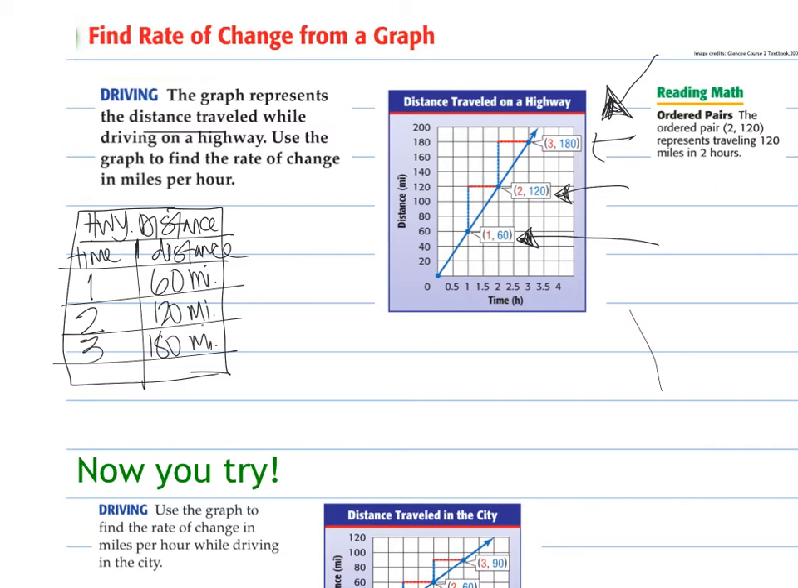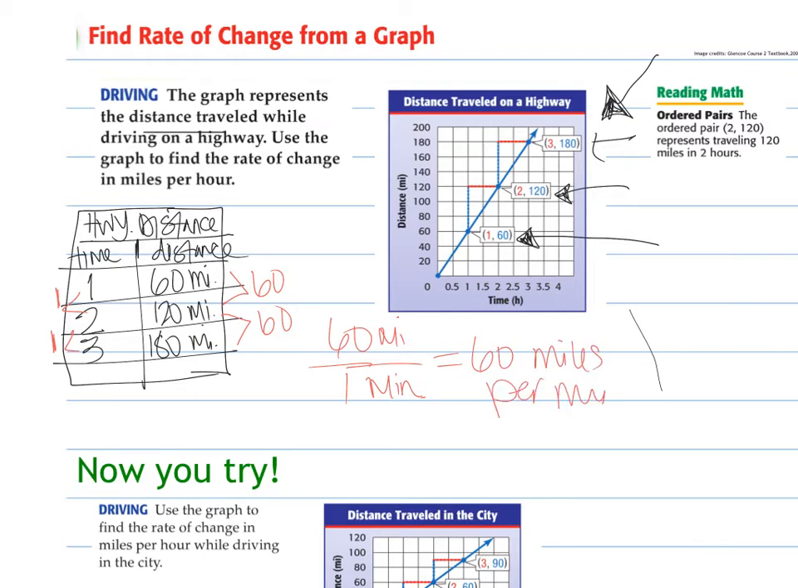So now I'm going to do what I did before with my table. I'm going to find the change, which this is 60, this is 60. Over here is 1, over here is 1. So then I just take 60 divided by 1. Remember, this is miles, this is minutes. So this tells me that I went 60 miles per minute.